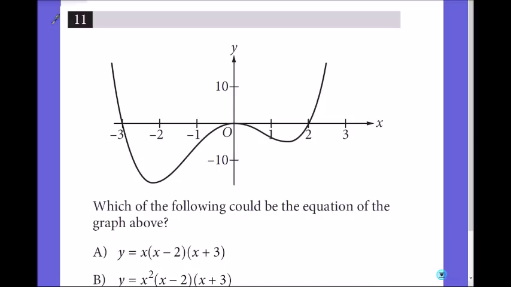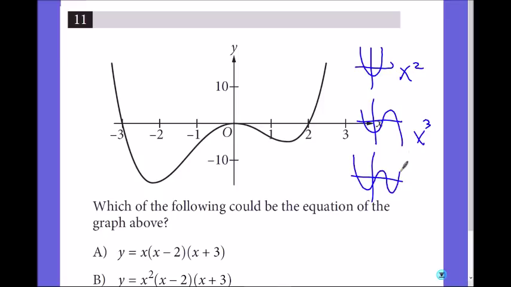So here, 11. Which of the following could be the equation of the graph above? So, you know this, if you have a parabola, that's x squared. If you have one that looks like this, that's x cubed. Now, another one going up, like what we have, is x to the 4th. And here we have 3 zeros, right? So you should have something with just x and x plus 3, right?